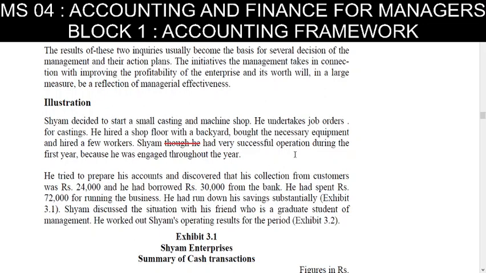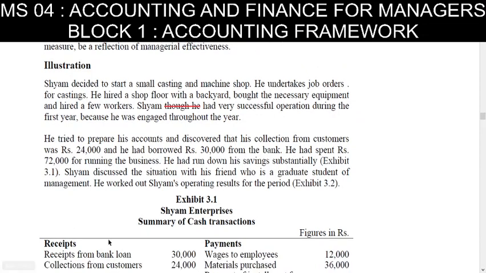Shyam had a very successful operation during the first year because he was engaged throughout the year. He tried to prepare his accounts. The setting is like this: someone started a business, hired workers, hired a shop and ran the business successfully for 1 year. At the end of the year, he prepared the accounts and discovered what had happened to his business.